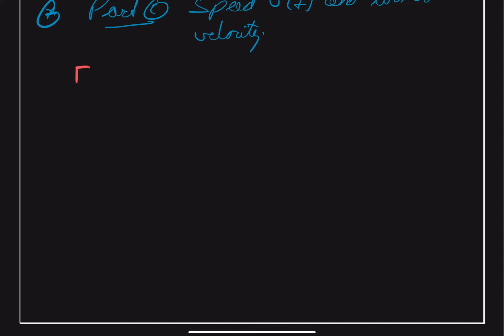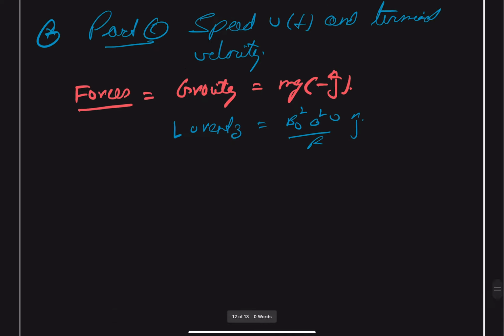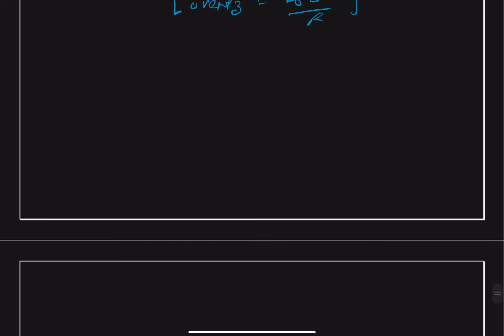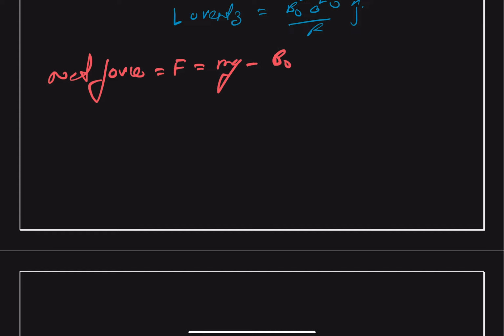So we can write the forces. We have gravity, which is our mg in the minus J direction, and we just calculated the Lorentz force, which is our B naught square A square V divided by R, and this is in the upward direction, that is plus J. So the net force will be equal to F. This gives me, as it is moving in the downward direction, mg minus B naught square A square V divided by R.